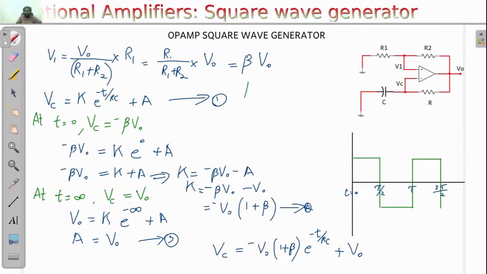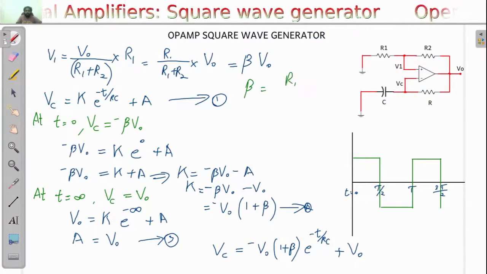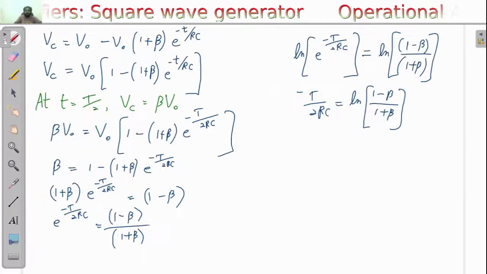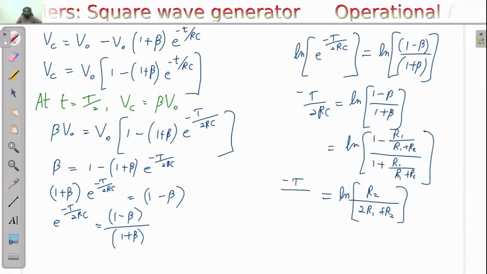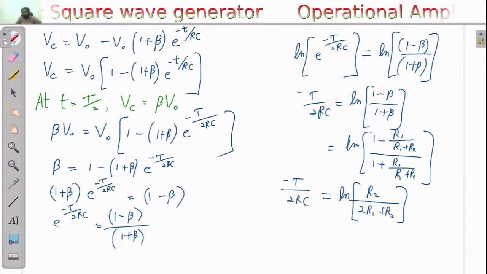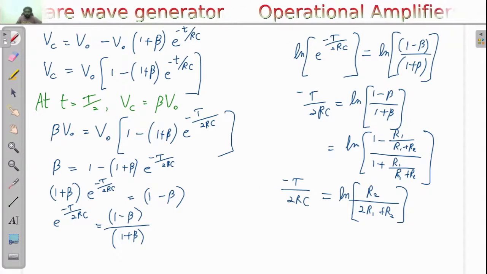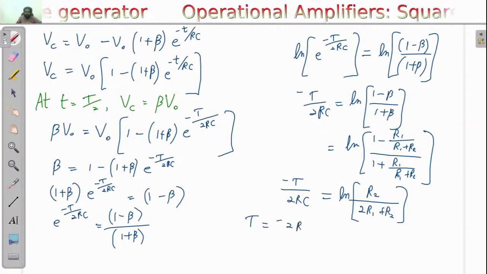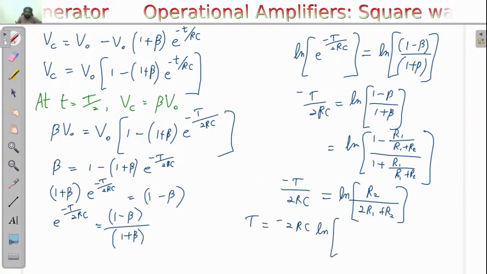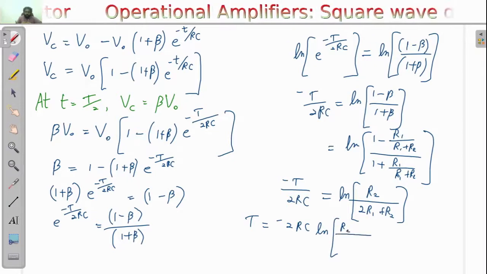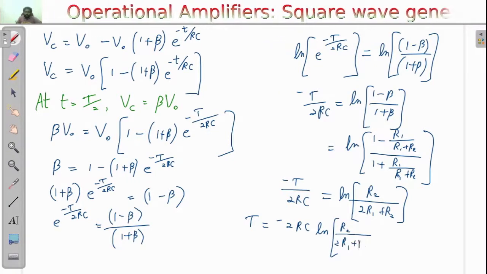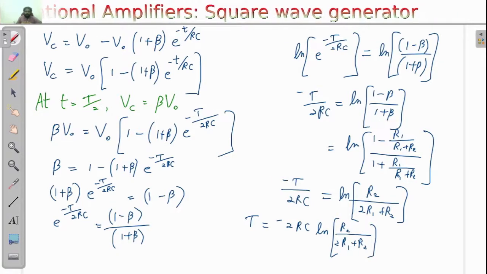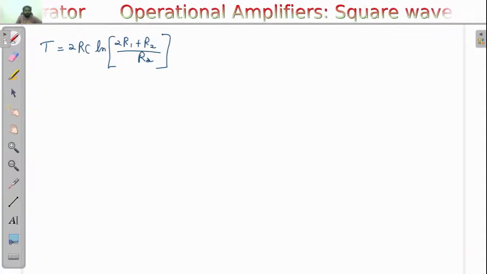I'll write it down here. Beta is equal to R1 by R1 plus R2. So I'm going to substitute that here. T by 2RC will be equal to this, and from here you can find out what T is. So T is equal to minus 2RC natural logarithm of R2 by (2R1 plus R2). When you take this negative sign into the logarithm, it will get inverted.